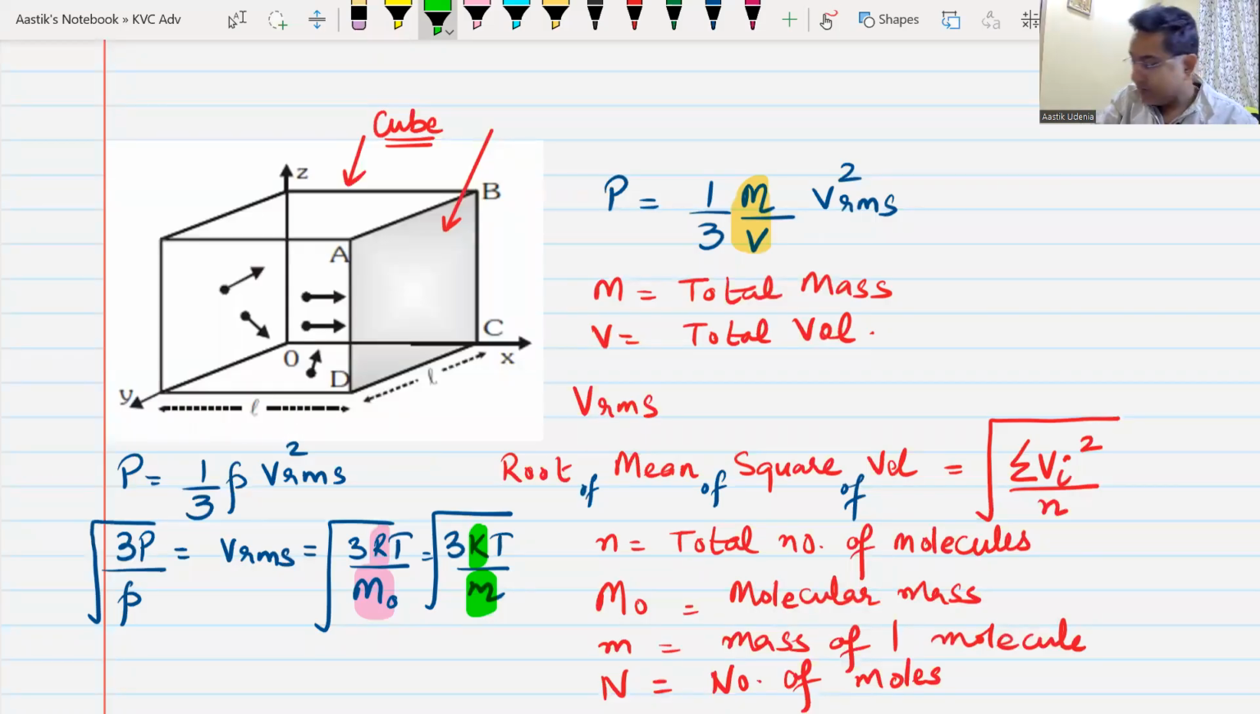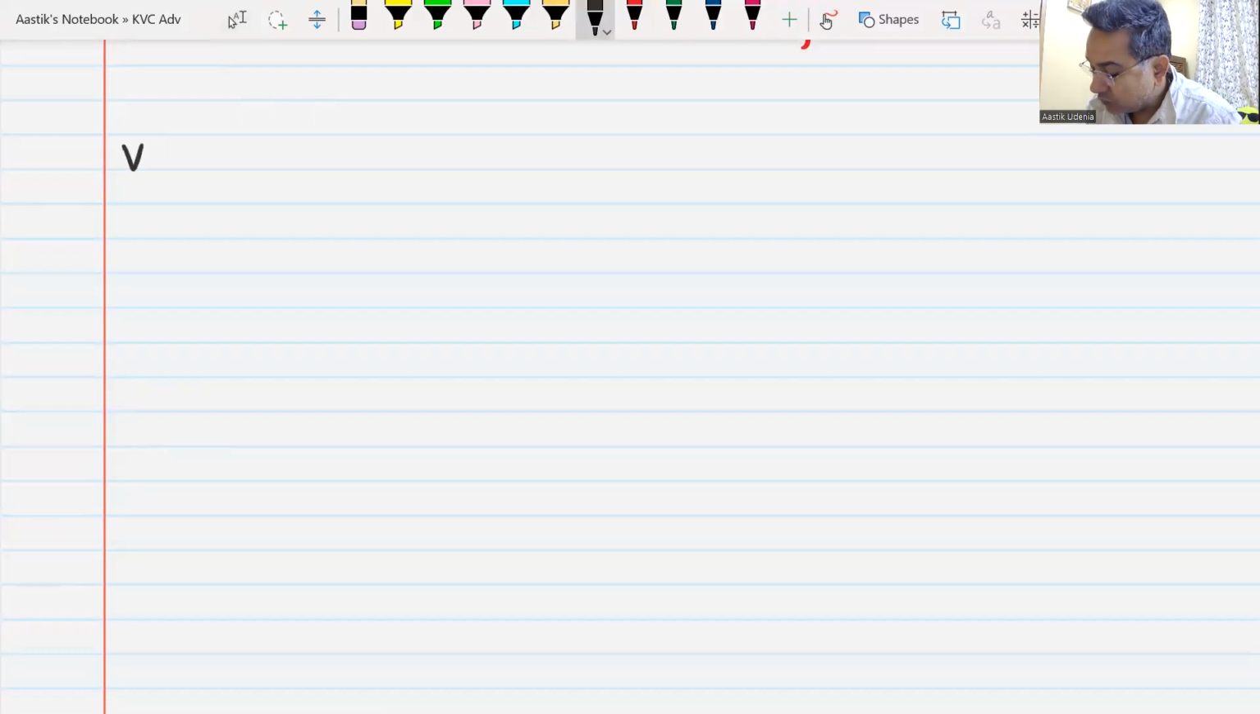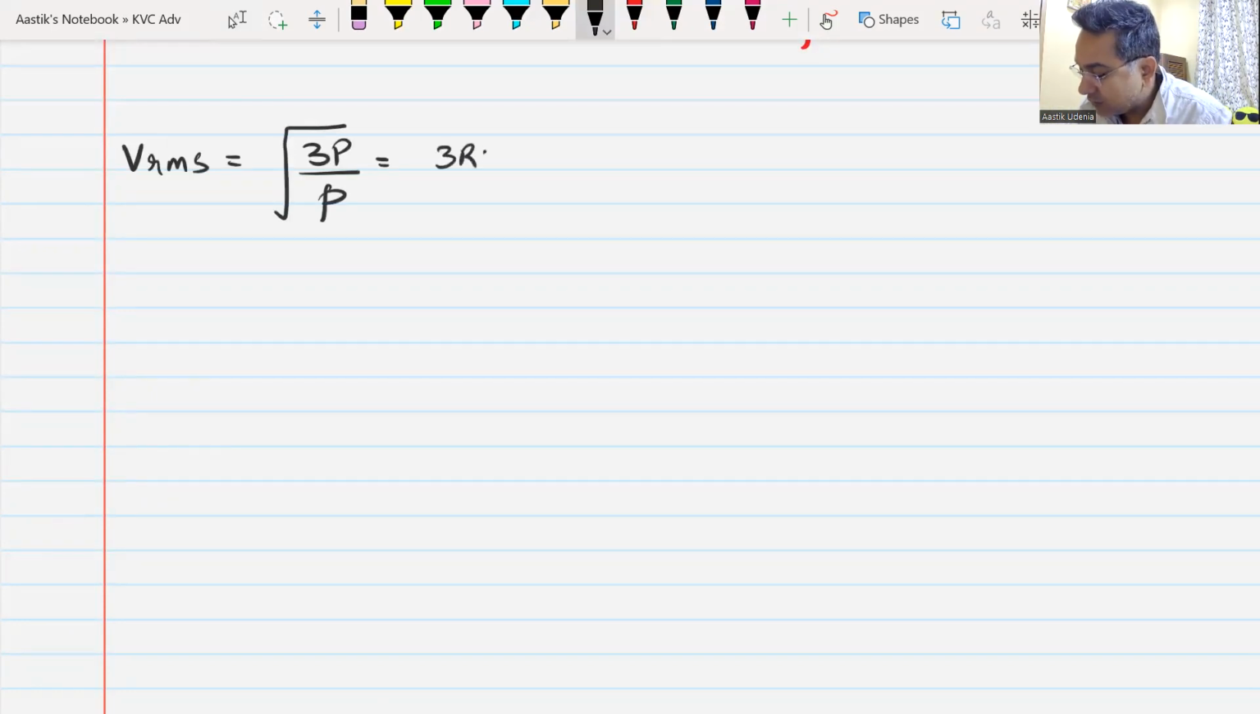So what we have done, we can just note it down once again. We have seen the RMS velocity, or you can call it RMS speed. RMS speed is the square root of 3P by rho. That is also the square root of 3RT by molecular mass. That is also equal to the square root of 3kT by mass of one molecule.